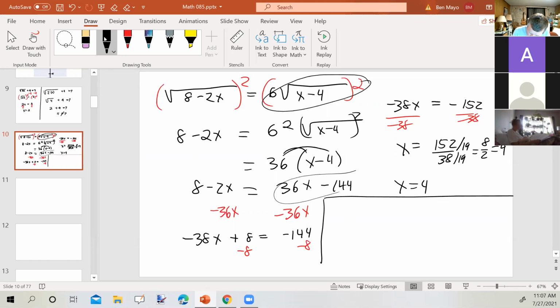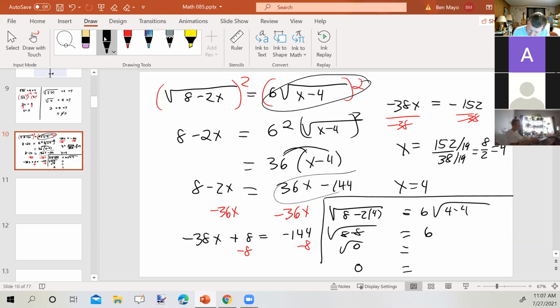We'll do that right in this little box area here. So I've got the square root of 8 minus 2 times 4 equals 6 times the square root of 4 minus 4. So we got the square root of 8 minus 8, which is the square root of 0, which is 0. Over here, we've got 6 times the square root of 0, 6 times 0, 0 equals 0, so it checks. All righty? All right, got it. Thank you.